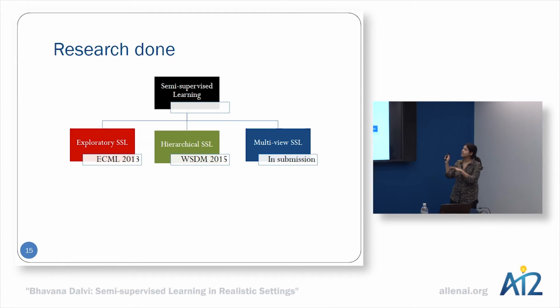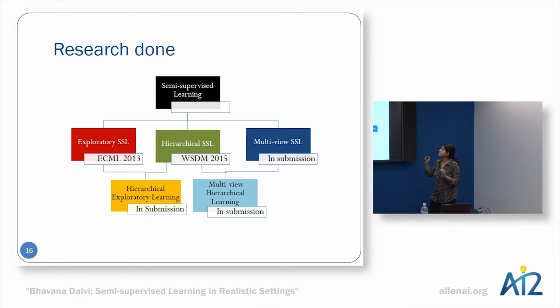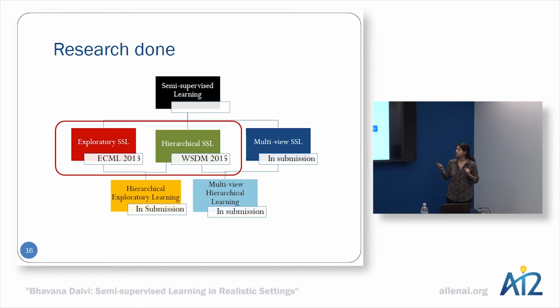So these are the three scenarios that my thesis focuses on, and I have some publications either in submission or already published. And we have also worked on combinations of these. So I have worked on hierarchical exploratory learning and multi-view hierarchical learning. Today I will be talking about the first two parts, exploratory learning and hierarchical semi-supervised learning. Please let me know if you have any questions till now.